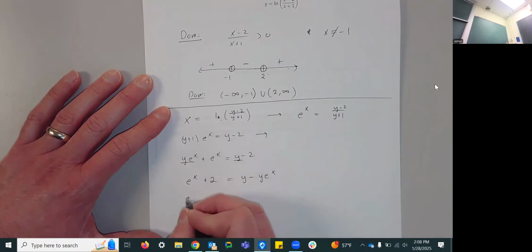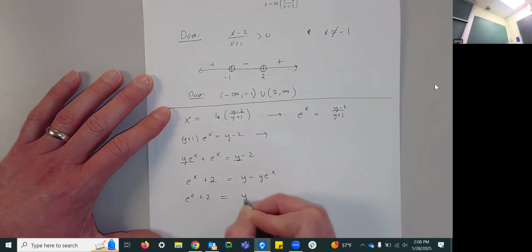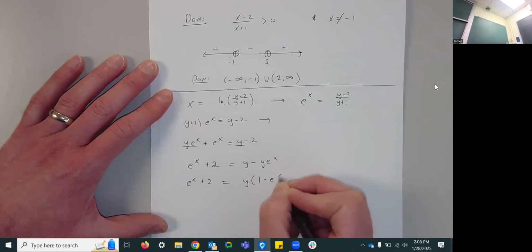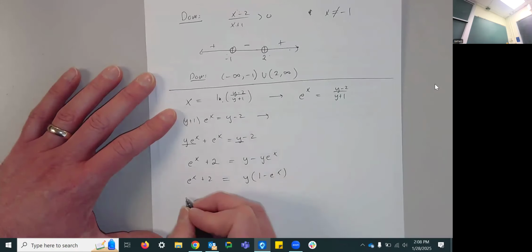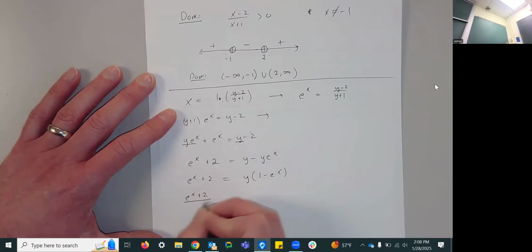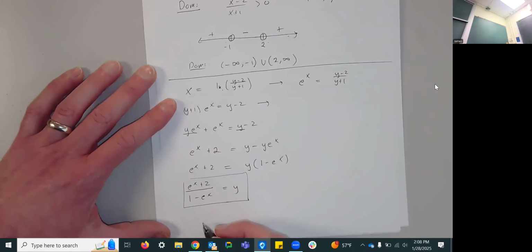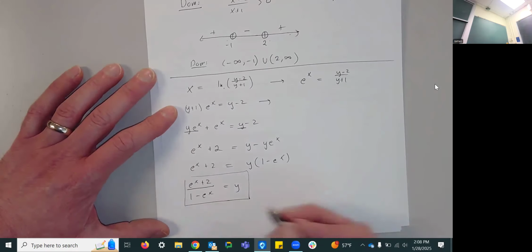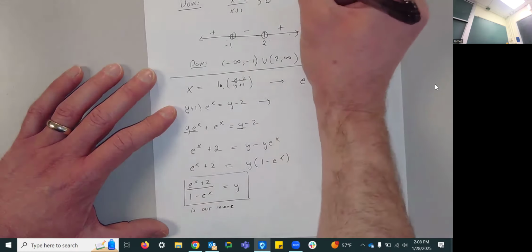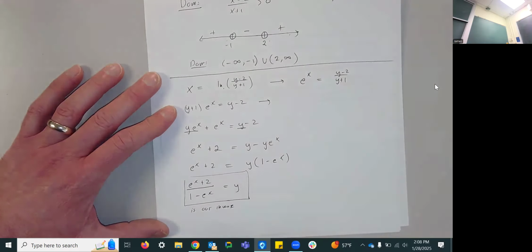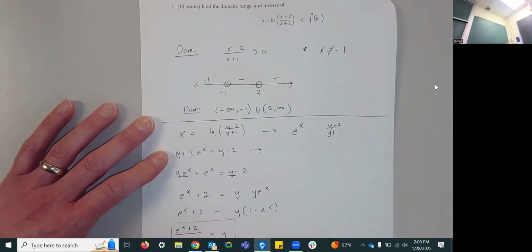Factor out a y on the side the y's are on. So you have y times (1 minus e to the x). And finally divide by that to get (e to the x plus 2) divided by (1 minus e to the x) equal to y, our inverse function. So I would say that is our inverse. Or you might then say, I'm going to call this f of x, and then I'm going to call this f inverse of x.